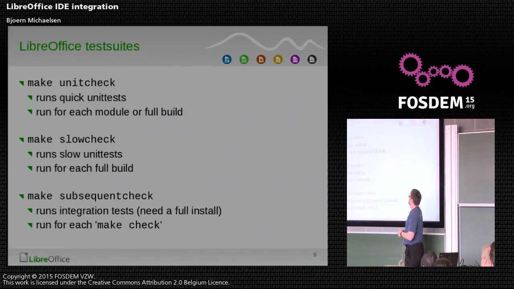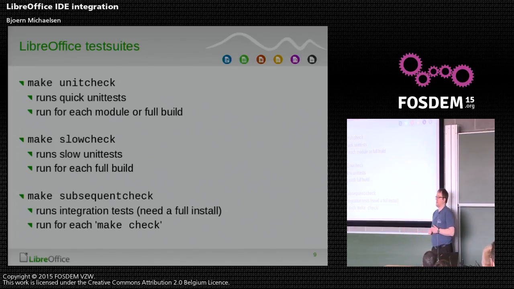Then you have test suites, which are the three here. Unit checks are the quick running tests that are run in every build. The slow checks are a bit slower, so we are not running them when you are just building, for example, the text processor. But if you're building the whole LibreOffice, which still takes some time, then we run them with that. And the last one is the subsequent tests, which need a complete installation of LibreOffice, so you can't just test a part of that.